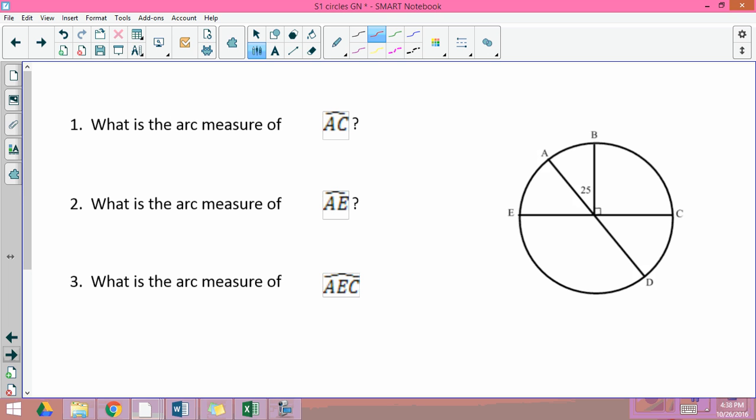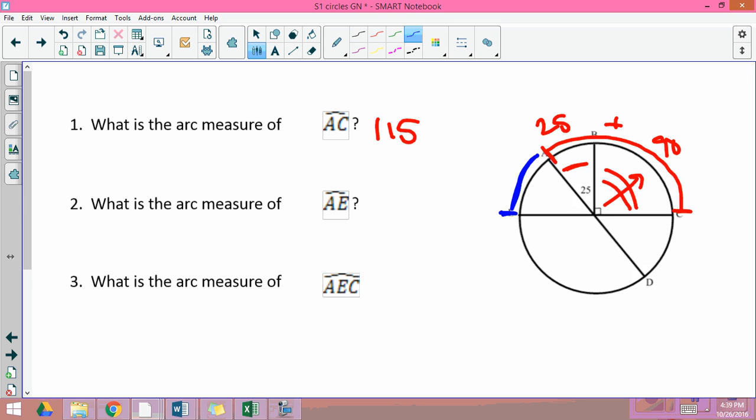So the measure of arc AC, well, A to C is right here. This piece is 25. This piece is 90. And when I add them together, I end up with 115. If I go to look at the measure of A to E, this whole thing here has to be 90, so that means this piece right here is 90 minus 25, because I'm not using that part, and that ends up being 65 degrees.